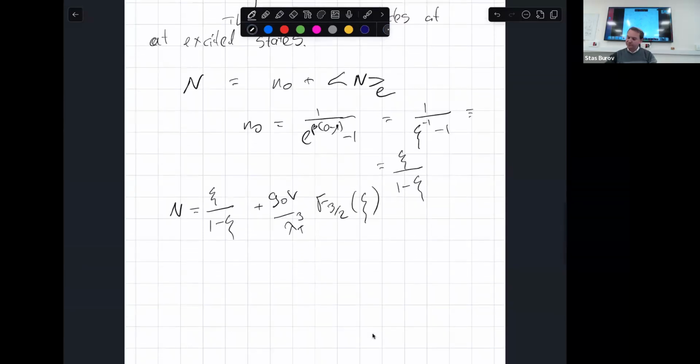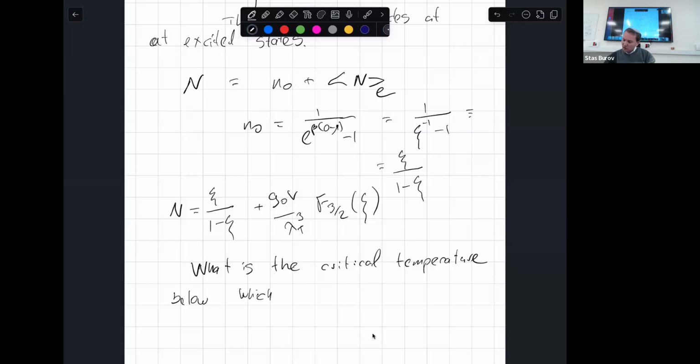So we know, so what is the critical temperature? Critical temperature below which the condensate appears.